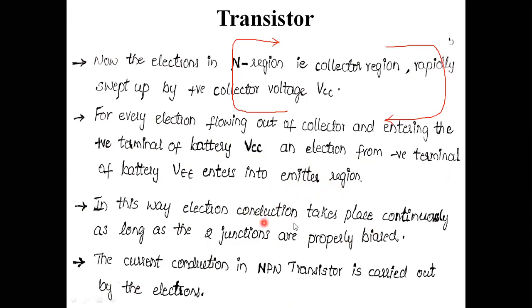In this way, electron conduction takes place continuously as long as the two junctions are properly biased.